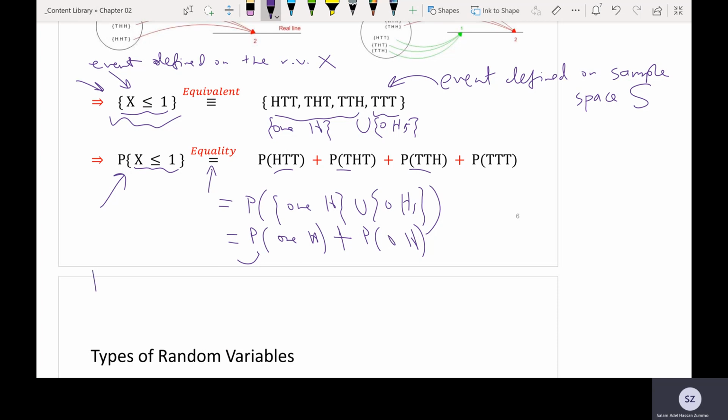Right. Now let me ask you this. What is the probability that X is larger than 2? Can you find for me what is the probability that X is larger than 2? Quickly.